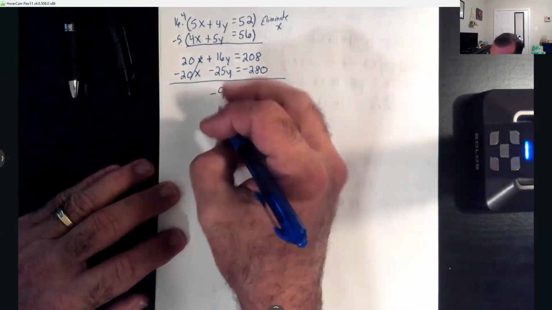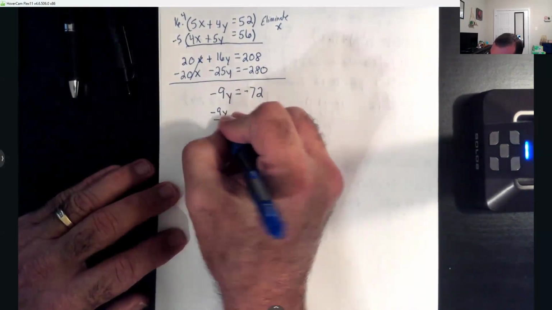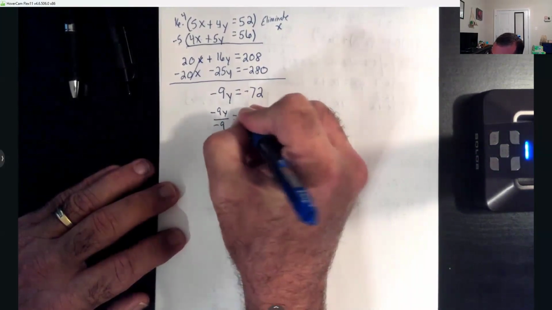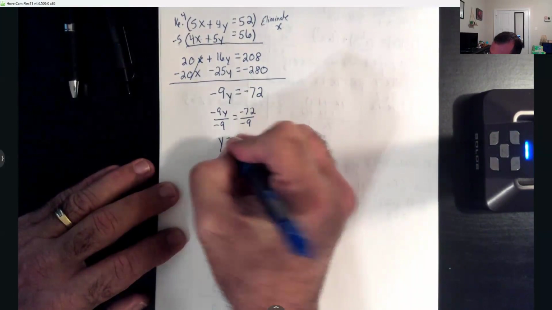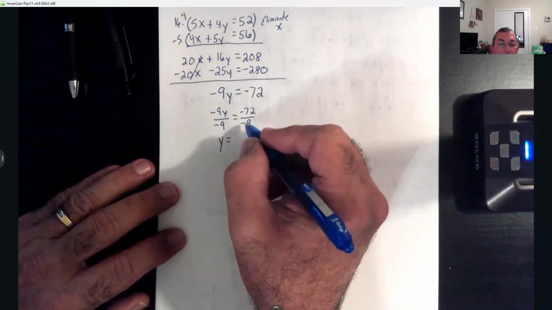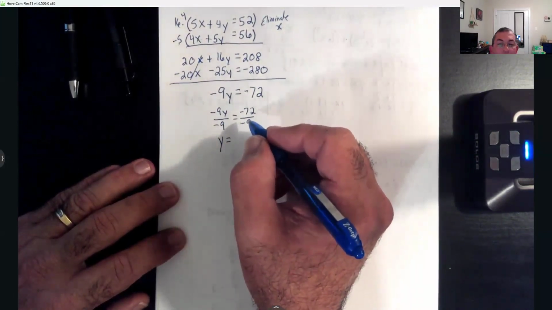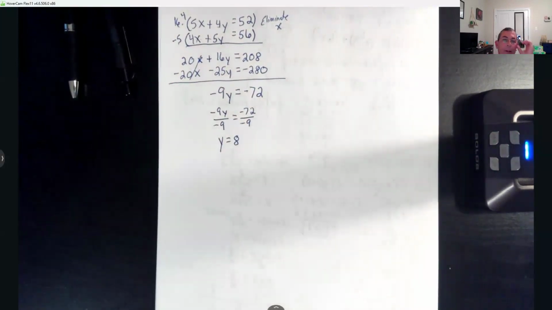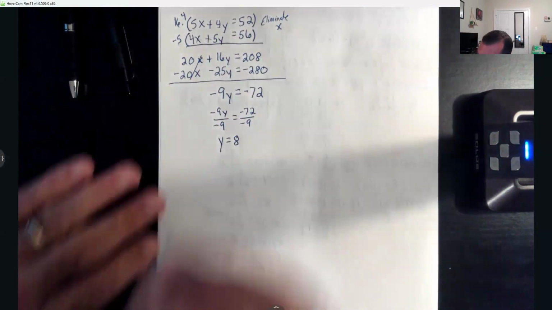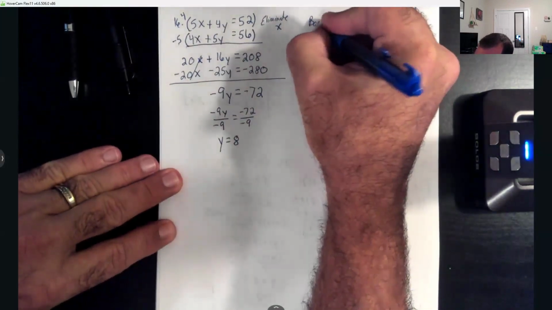We're going to divide by negative 9 and see what our y equals. So y'all, that cancels the y. Those negatives are going to make this side positive. And what's that? 72 divided by 9 gives me an 8. So we now know y equals 8. So we're going to back substitute.